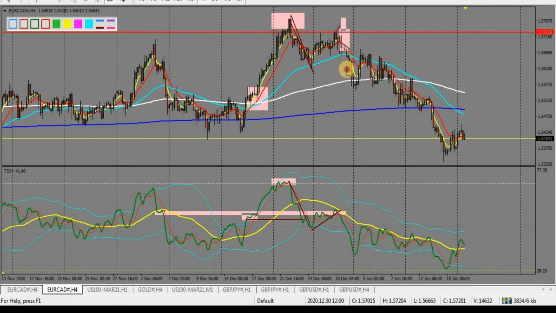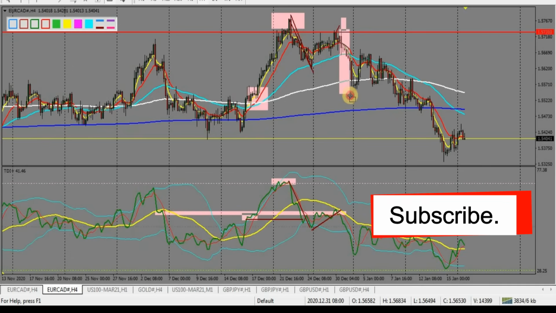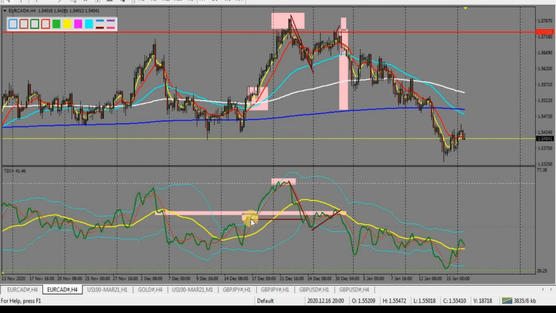Your risk to reward was going to be amazing down to this area. Why would you consider this area? Because on your TDI, it has already been taken out, right? It has already been taken out. Then as you can see, look at what happened. This move right here broke this structure, all right, as you can see.